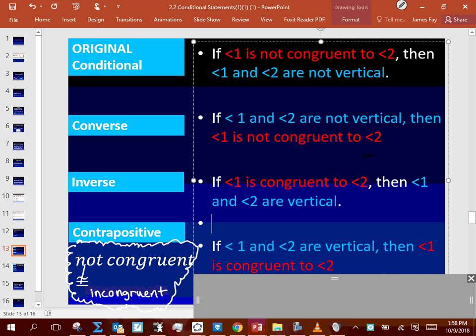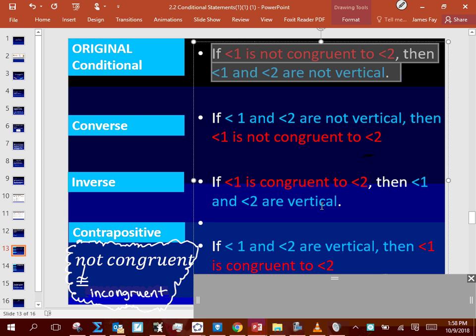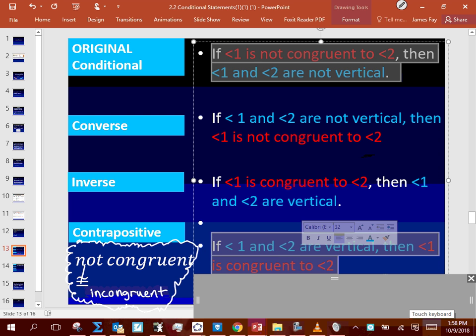All right, so we get those 4 phrases. If we were struggling at the onset to tell whether the first one was true or false, if angle 1 is not congruent to angle 2, then angle 1 and angle 2 are not vertical, then we should know that the phrase in this one should be answered the same way, because they are said to be logically equivalent. The contrapositive and the conditional are logically equivalent. So look at that last one. If angle 1 and angle 2 are vertical, then angle 1 is congruent to angle 2. Is that much easier to think about?